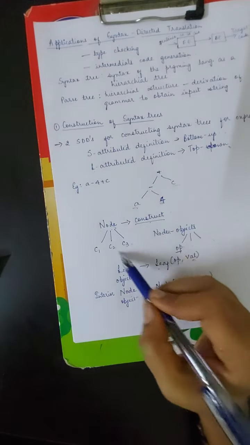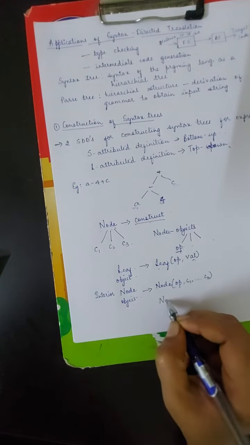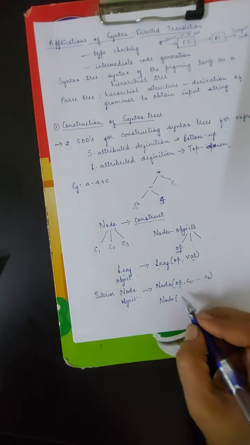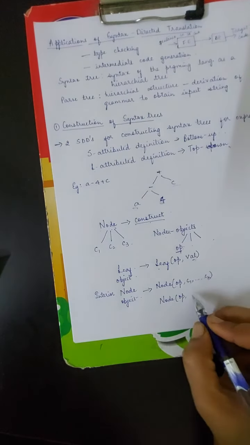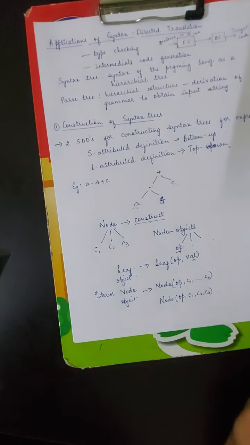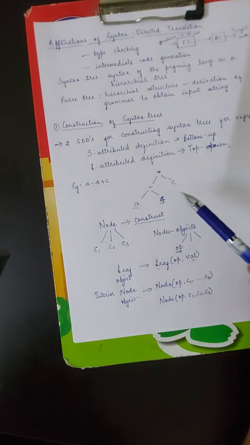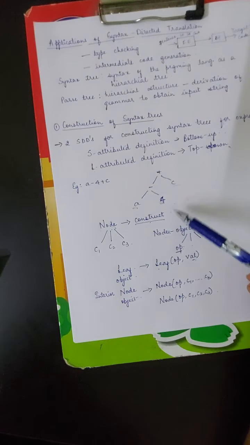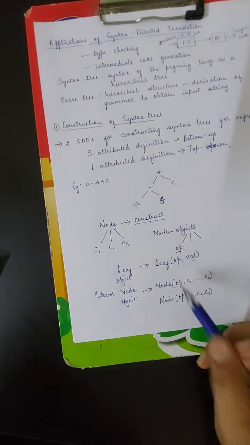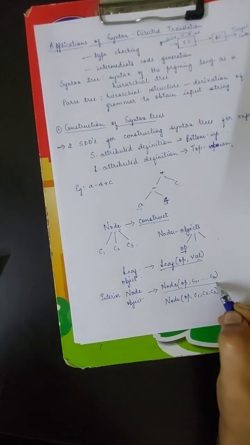So for this example, there are 3 children for this node. So the node object created using the construction function is like this: C1, C2, C3. Alright, so these are the 2 types of objects present in a syntax tree. Depending upon what kind of node it is, we create the object. To create the object, we will be using these two constructor functions.